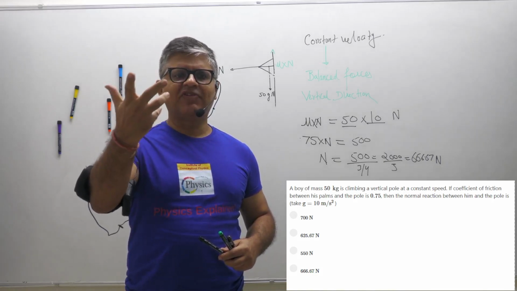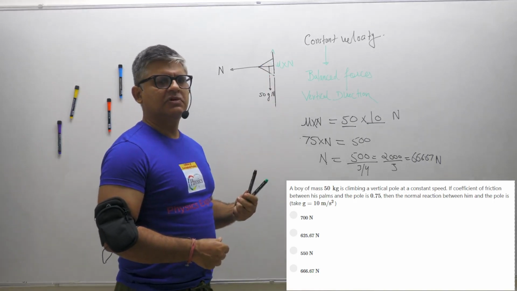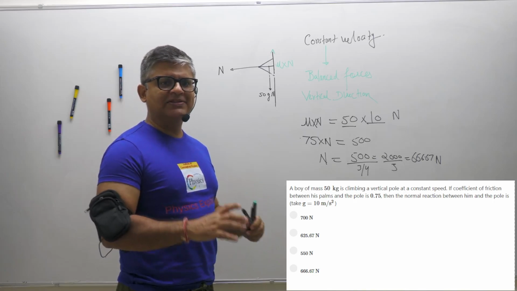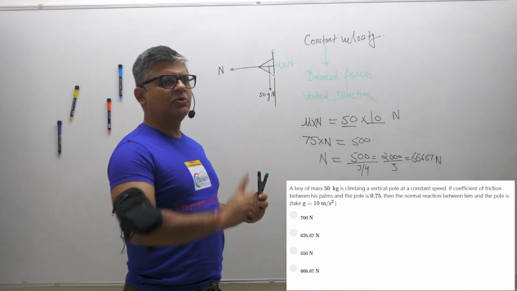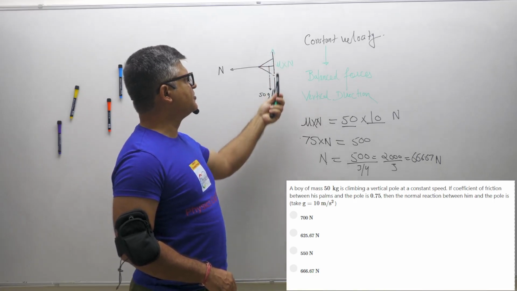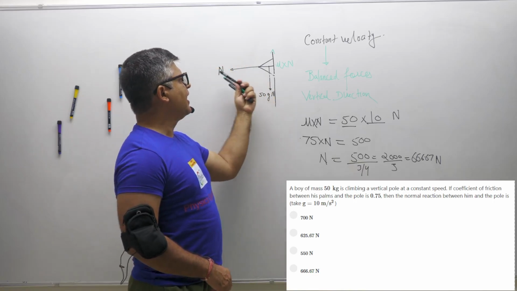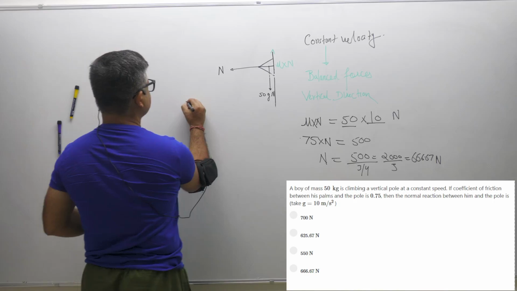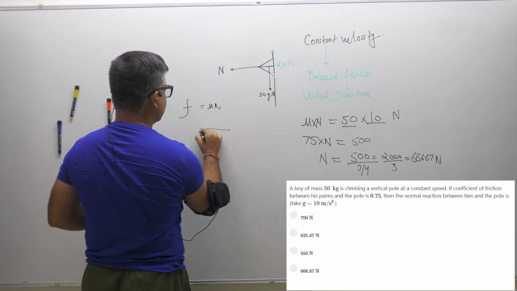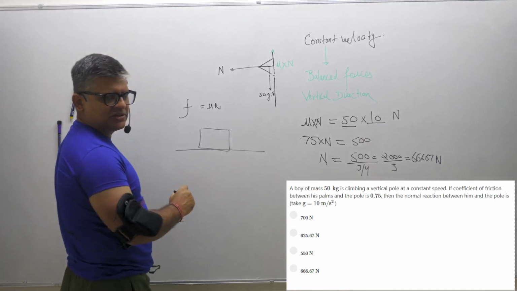Just a quick revision. Why will you have a constant velocity when you have forces acting on you? Because you are being subjected to balanced forces. And remember, the motion is vertical motion, and therefore the vertical forces will balance each other. That was the normal reaction which you are supposed to find, and you know the force of friction is given by mu N.